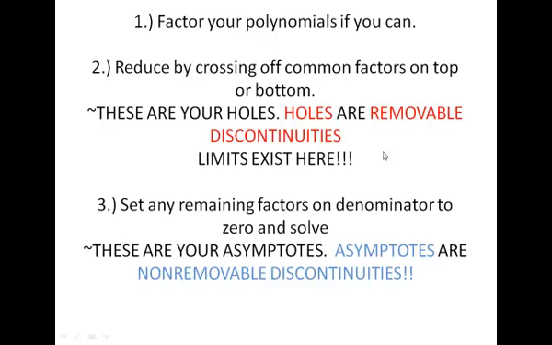Alright, so our approach to these problems is to always factor your polynomials if you can. That's the first step, because if you can reduce by crossing off common factors on the bottom and top, then what you have is what we call a removable discontinuity. These are holes, and the limit can be evaluated there.